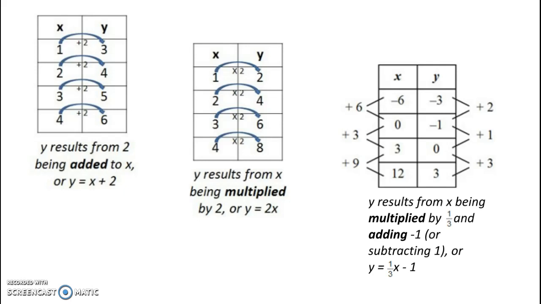In 7th grade, the algebraic representation of these relationships take the form of y equals mx for multiplicative relationships and y equals x plus b for additive relationships. In 8th grade, a relationship may be both multiplicative and additive, which will be represented by slope-intercept form equations y equals mx plus b.